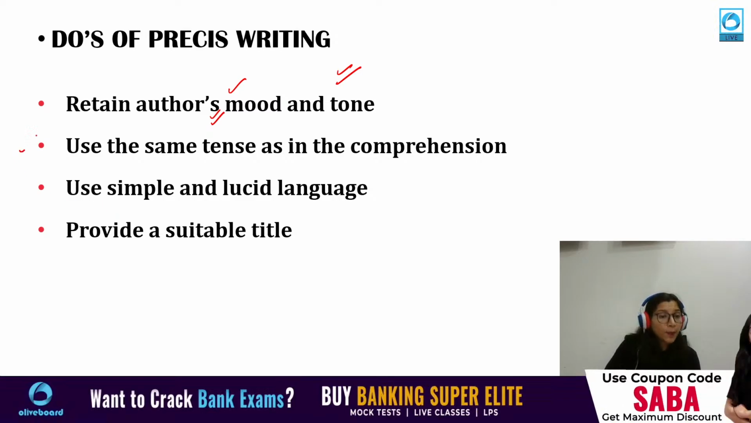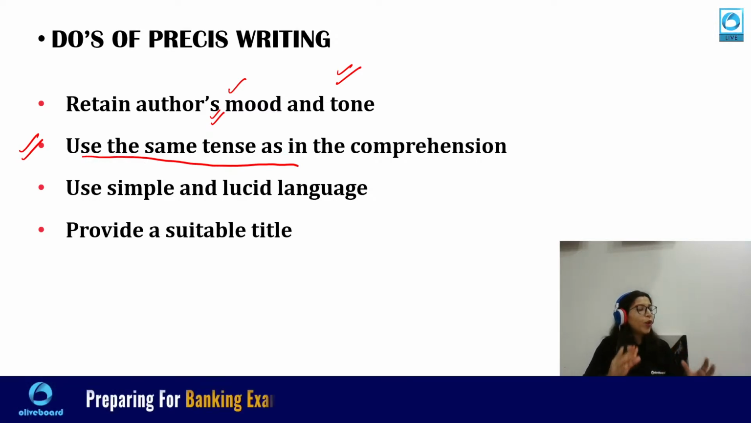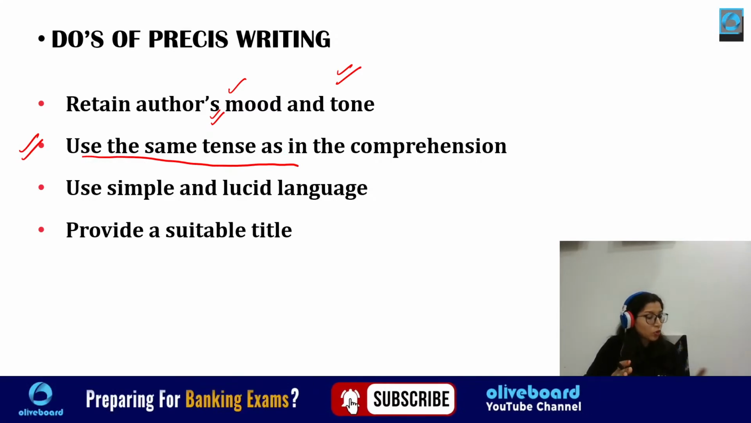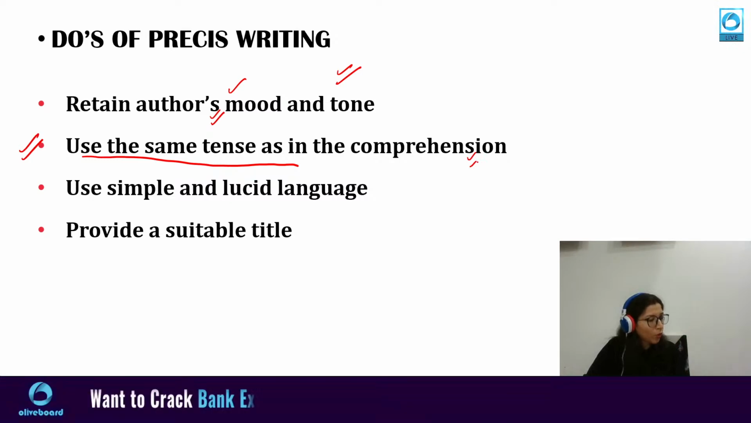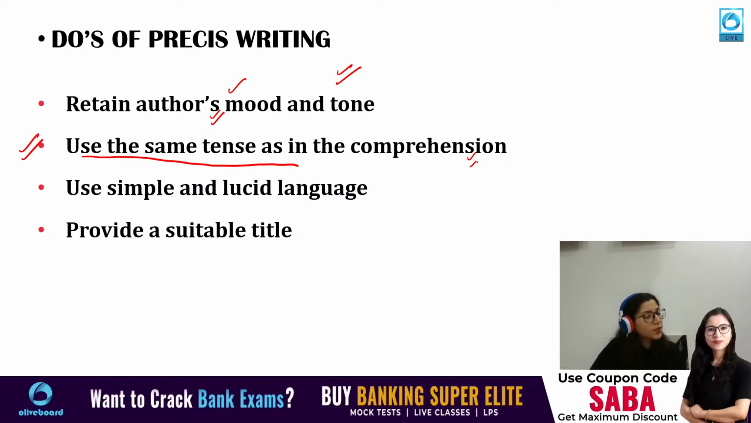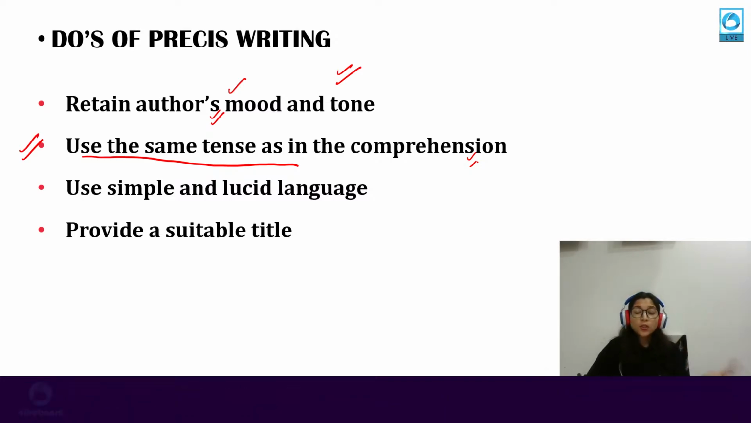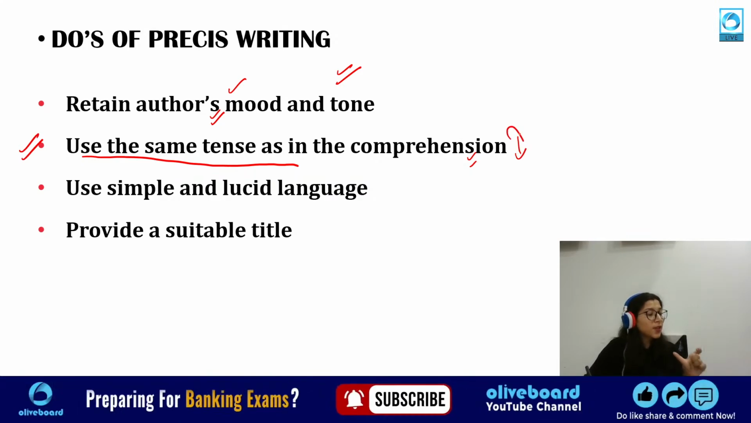Now, the grammatical point of view. Generally we use the same tense as in the comprehension, because we have to write the Precis of the comprehension. So please check what the tense of the comprehension is. If it is a factual report, your Precis will definitely be in present tense. If the comprehension is narrating any event or action of the past, your Precis should be in past tense. So keep these grammatical points in your mind also.